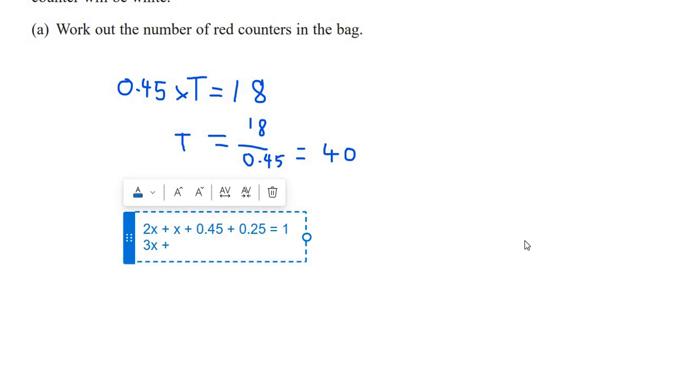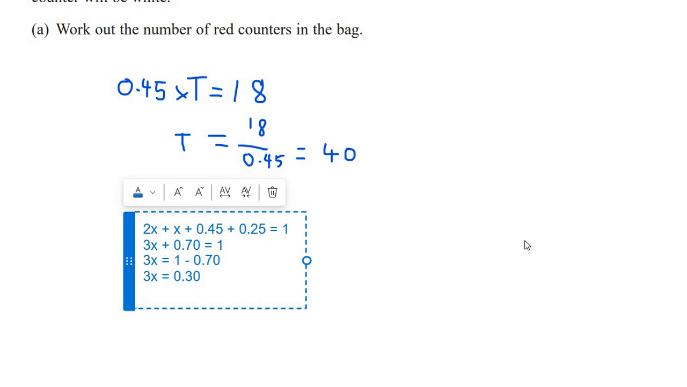0.45 plus 0.25 is 0.7. That equals to 1. Now if we take away 0.7 from both sides, then we get 3x equal to 0.30. And then if you divide by 3 on both sides, that will give you x equal to 0.1.